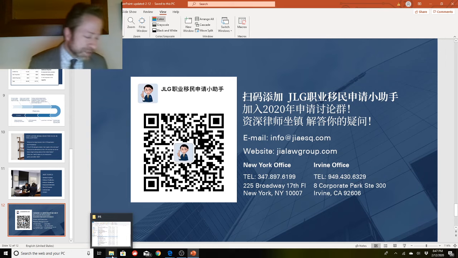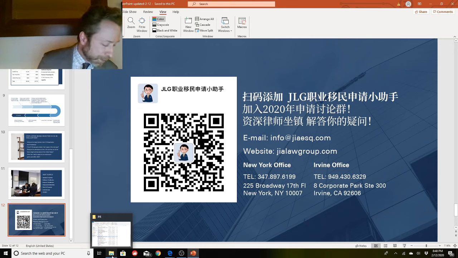And we have pricing plans that are valid for the entire process, registering for the lottery, as well as analyzing the case, determining the job title, drafting the petition, and that pricing is valid until the 15th of February.